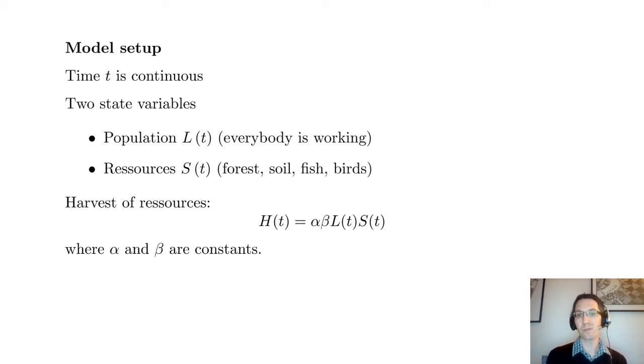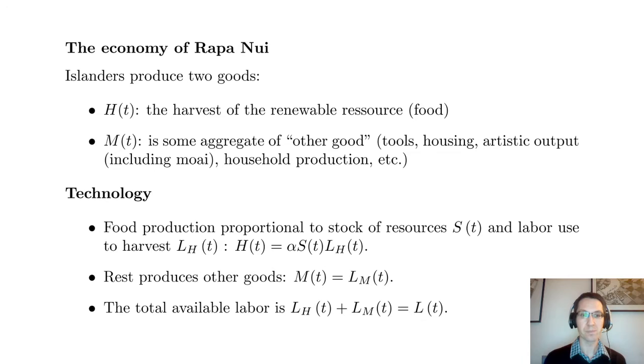However, what is nice is to be able to describe why this is the case, or how from islanders' preferences and technology they come up with this simple relation for H. So this is what we're going to describe more precisely. The economy has, as I said, two sectors. Now we include another sector for whatever the islanders don't do when they're not harvesting resources.